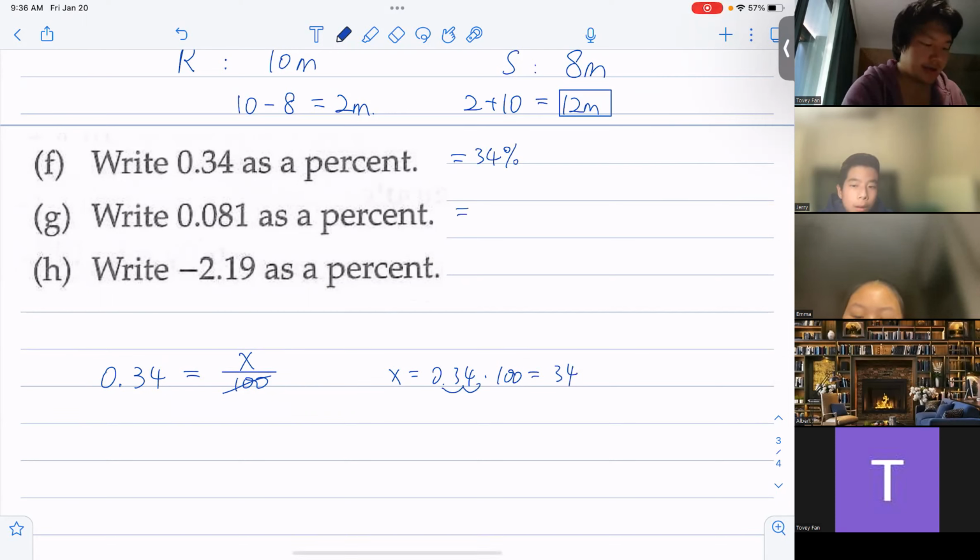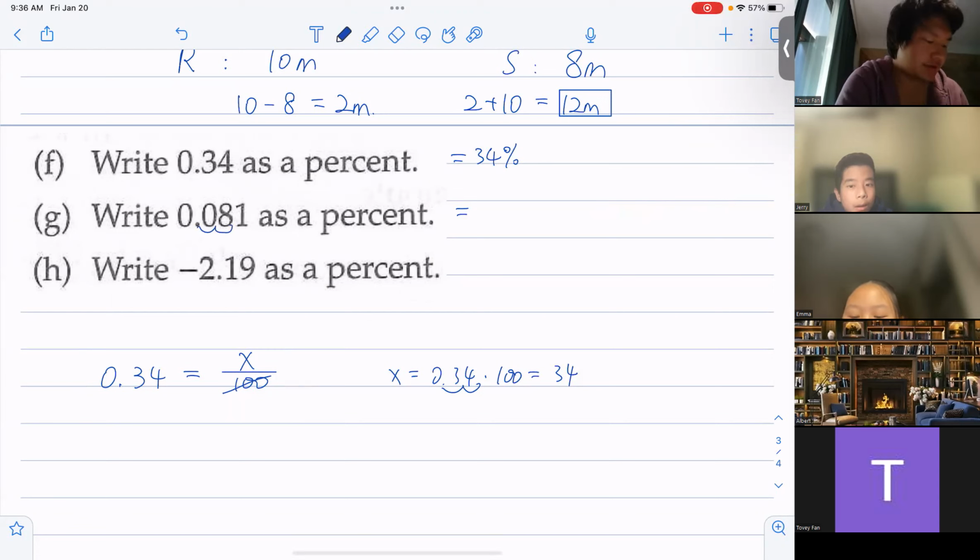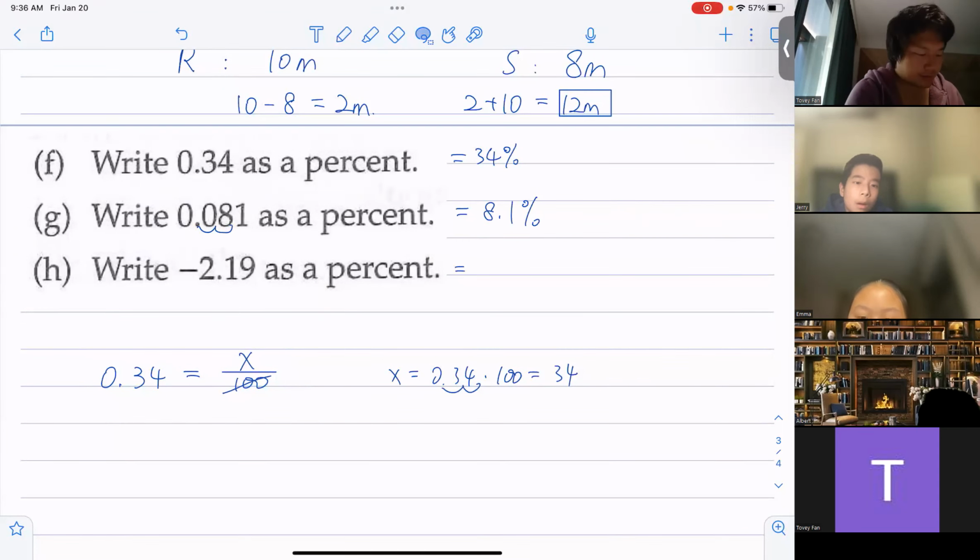So the next question, Emma, again, this is 0.081 equals X over 100. Some number over 100, so that number is this number times 100. So you move it 2 places to the right. That's going to be 8.1%. Okay, Emma, for the last one, could you do it to see if you understand? Always move your decimal point 2 places to the right.